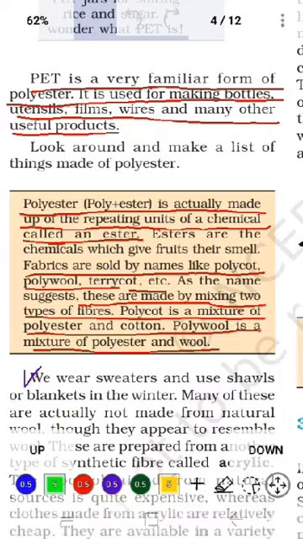The polyester, poly plus ester, is actually made up from repeating units of chemical called an ester. Now let us understand what ester is. Ester is an organic compound made by replacing the hydrogen of an acid by an alkyl or other organic groups. This is ester.